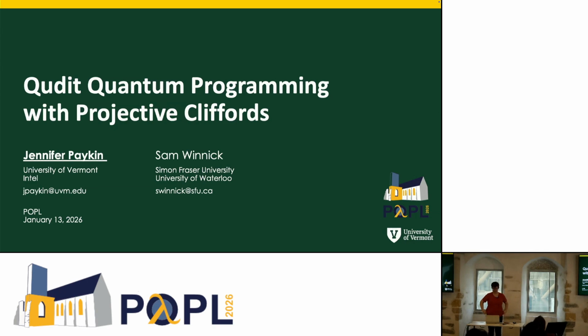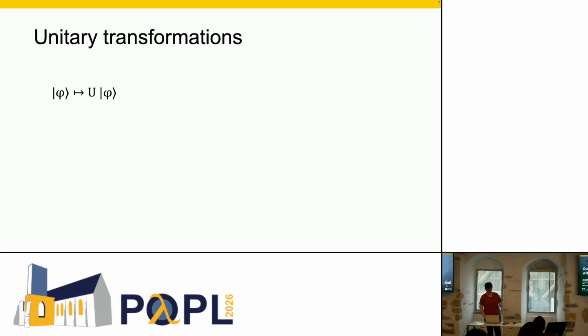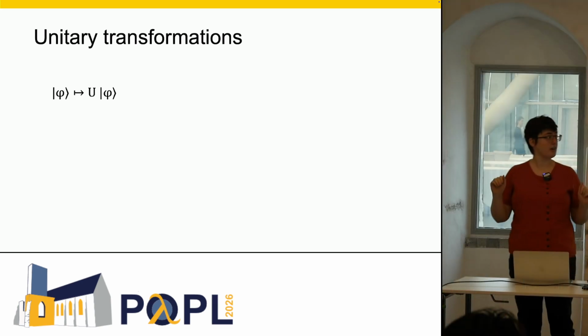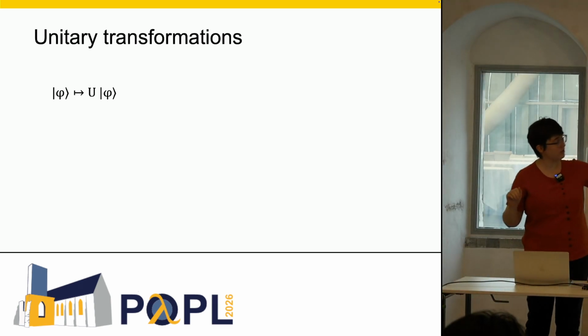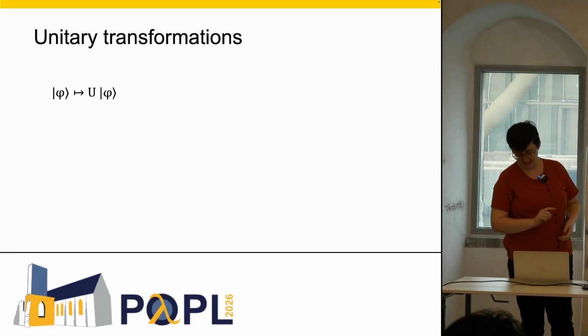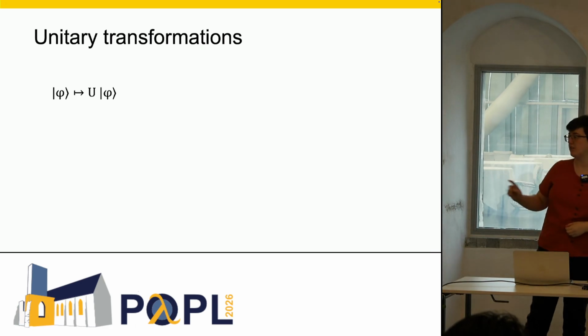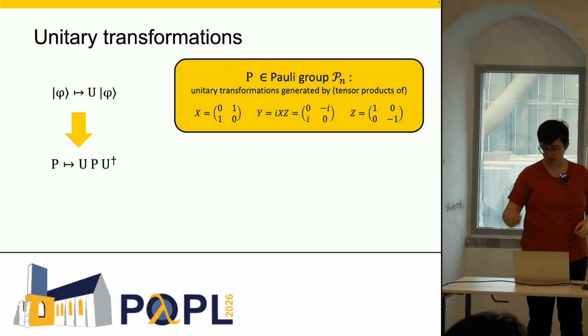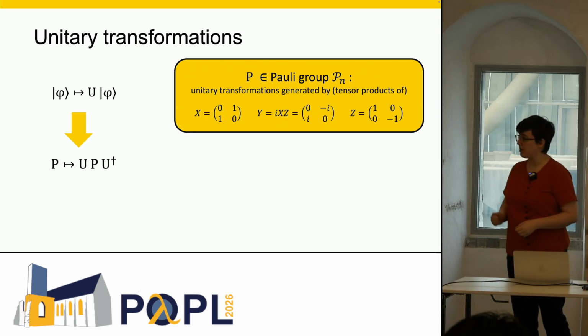So I am going to talk about a different perspective on quantum programming. Normally, in the usual model, we're thinking about unitaries as transformations on states, right? So it takes a state to another state. But I claim that in some cases, it's actually going to be more useful to describe a unitary by its conjugation action on the multi-qubit Pauli group.